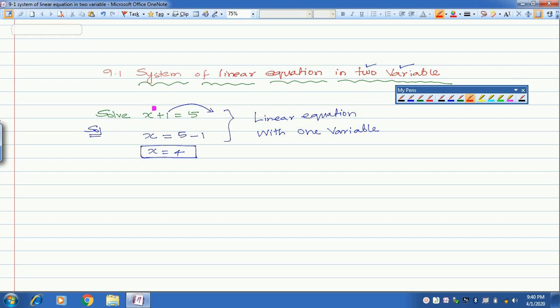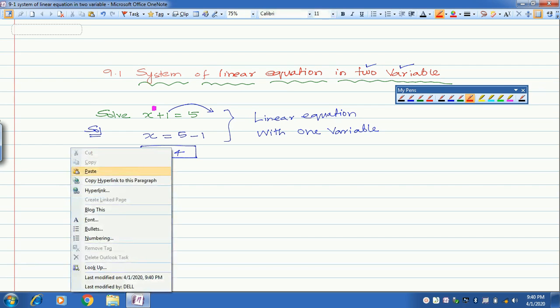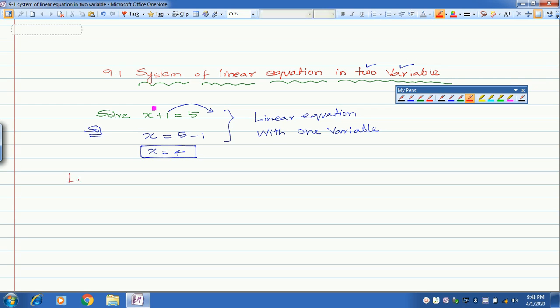The standard form of the linear equation of two variable is given by the general form. We will first write the general form. What is the general form here?